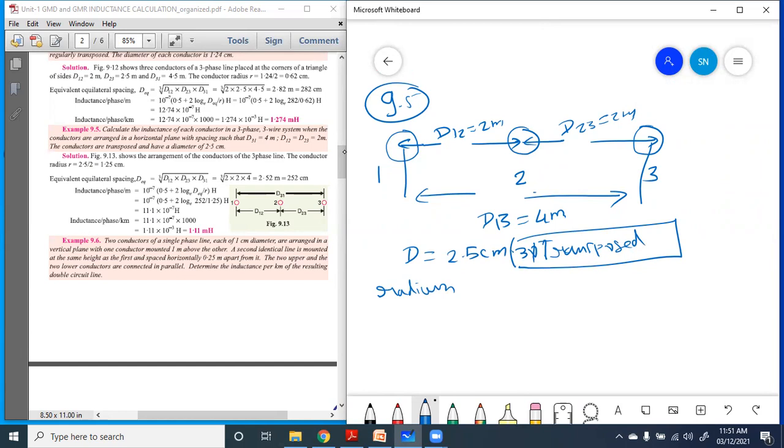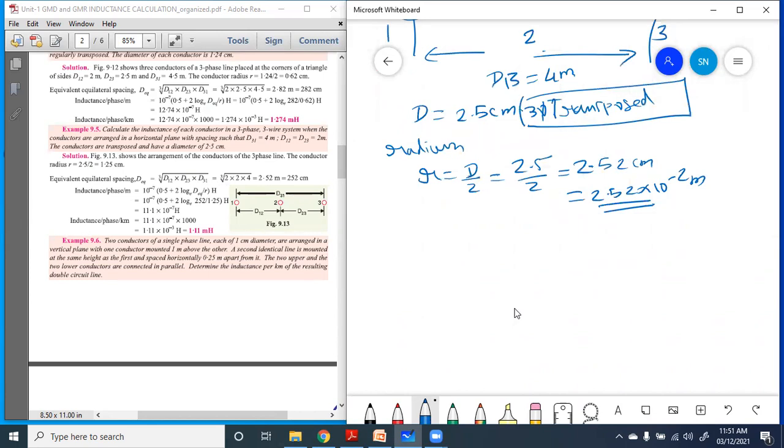Now the radius of the conductor becomes R is equal to D by 2. What is 2.5 upon 2? That means sorry, 2.52 centimeter, that means 2.52 into 10 raised to the power minus 2 meter. This is the radius in meter.